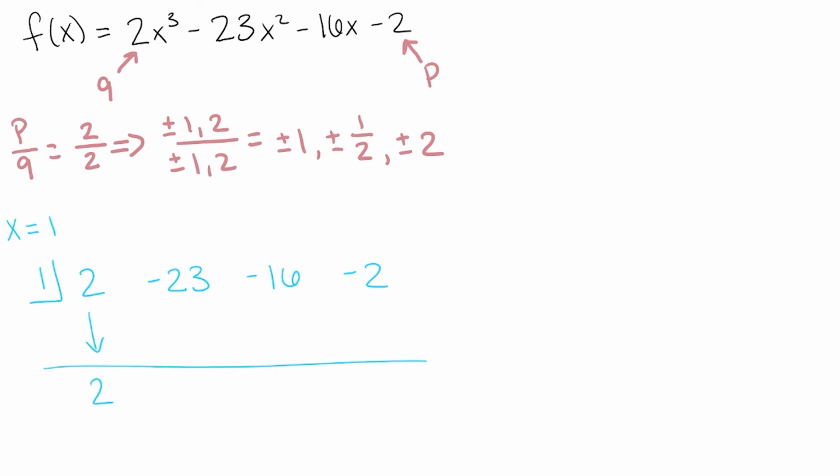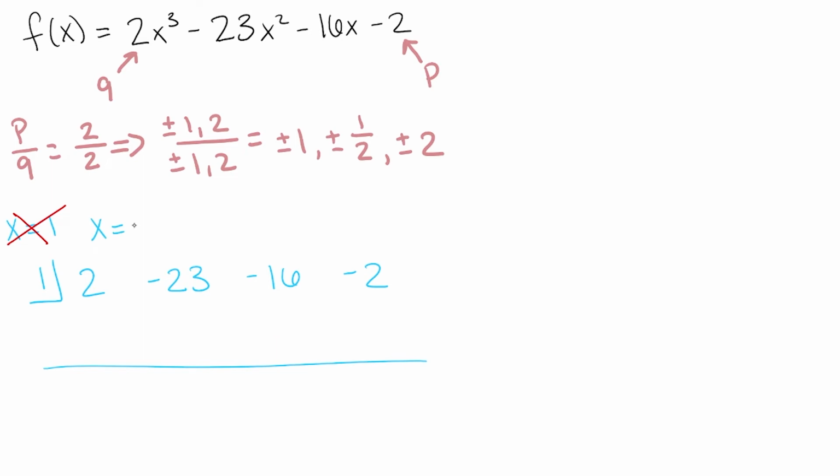So we start by bringing down our 2. 1 times 2 is 2. Negative 23 plus 2 is negative 21. 1 times negative 21 is negative 21. Negative 16 plus negative 21 is negative 37. 1 times negative 37 is negative 37. Negative 2 plus negative 37 is negative 39, which is not 0, so 1 is not a factor.